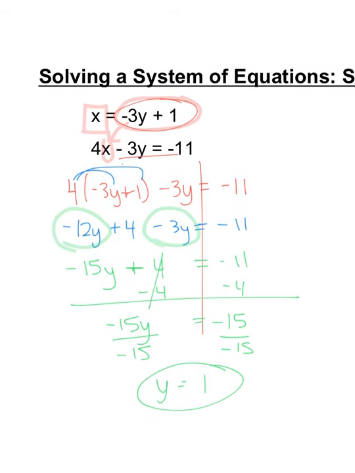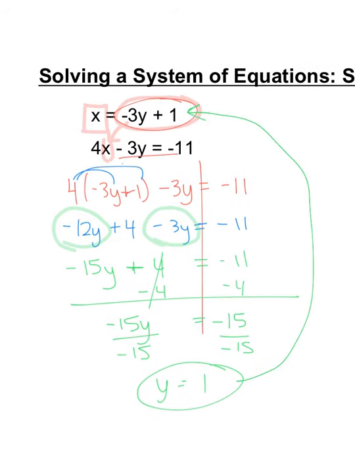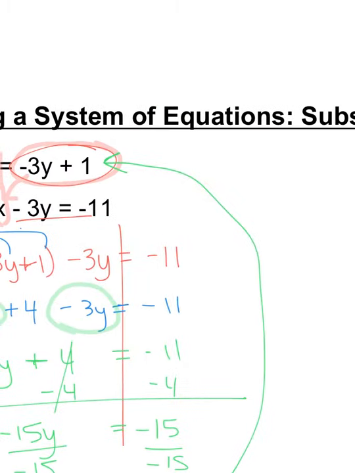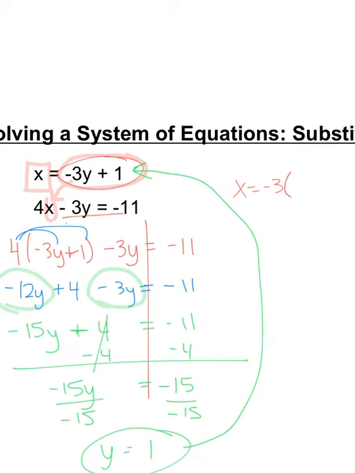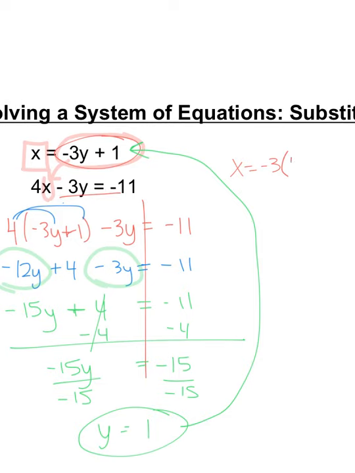All right, but don't stop here. Once you know what y equals, you need to go back, plug it in to calculate what the x answer would be. So we had x equals negative 3y plus 1, but replace that y with what we got as an answer at the bottom, 1. Negative 3 times 1 is negative 3, plus 1 would give us that x is negative 2.